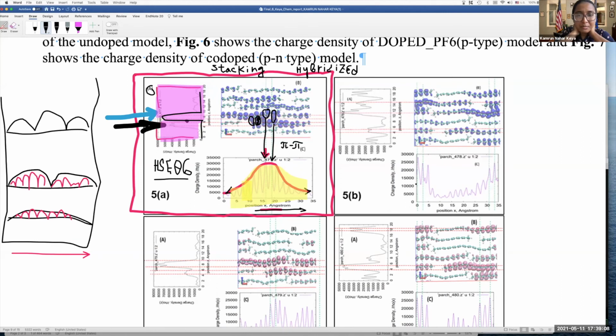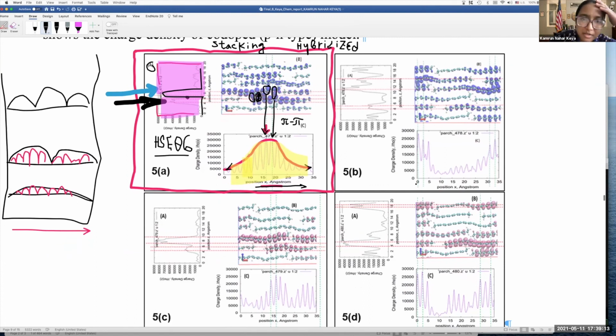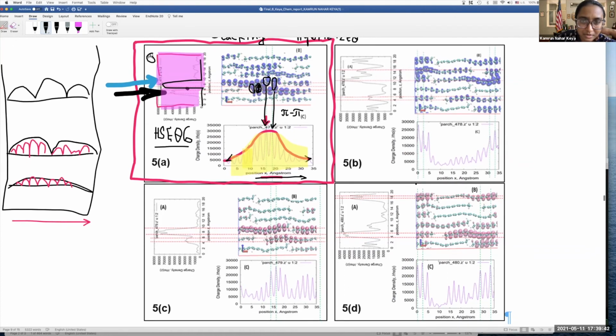Okay, so from 5B, it's the HOMO orbital. Before plotting this graph, I expected that the HOMO orbital would show more charge density. But here we are able to see that this one shows less charge density compared to the HOMO minus 1.